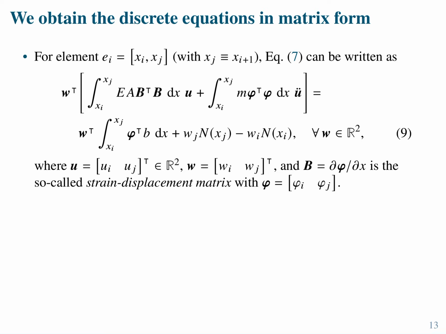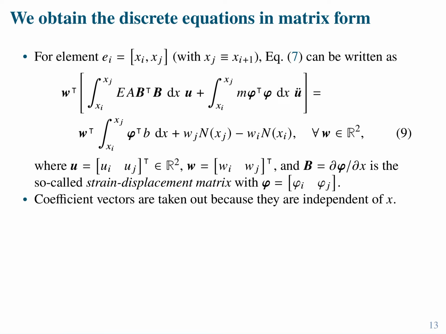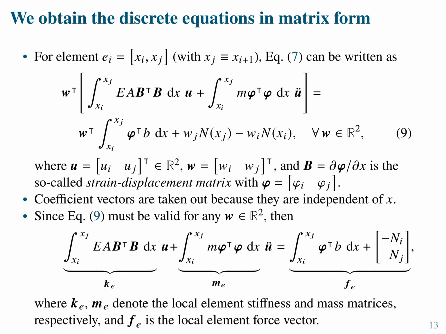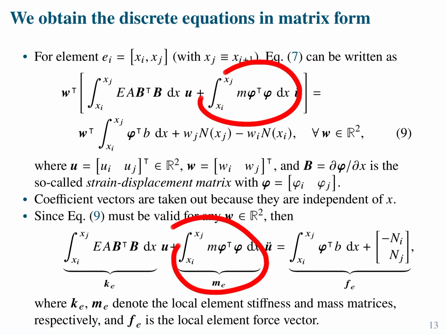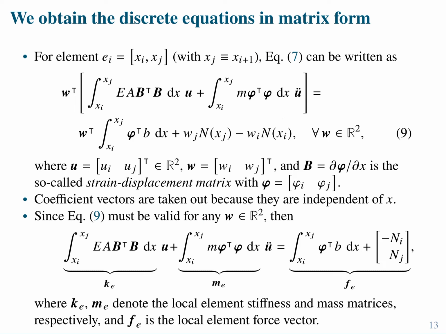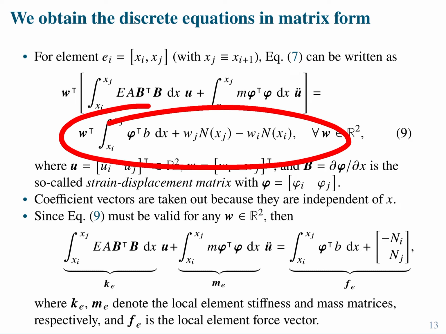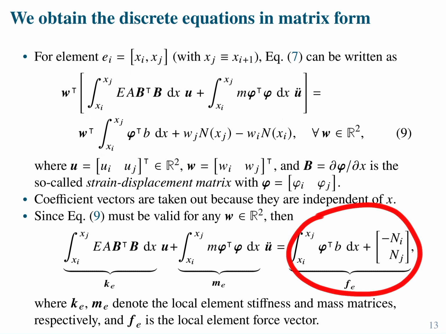Okay, so when I do all that, I get a final expression, as you see here, where this term here, as I said, leads to the so-called stiffness matrix, right? This term here is going to be called the mass matrix. These are all local matrices at element level, and then this whole expression here is going to lead to my right-hand side or force vector. And notice that there are no W's anymore, right? So what happened to the W's?